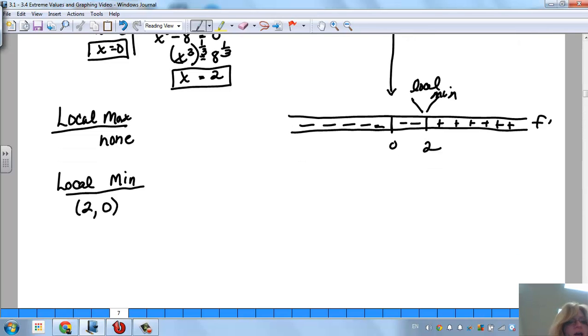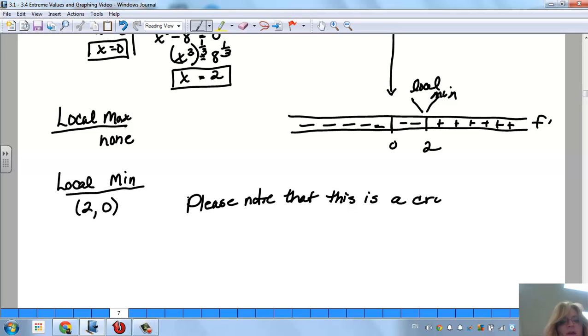Now, a couple of things on right here. I want to show you that. Please note that this is a critical point. So 2, 0 is a critical point, even though it is a sharp corner.